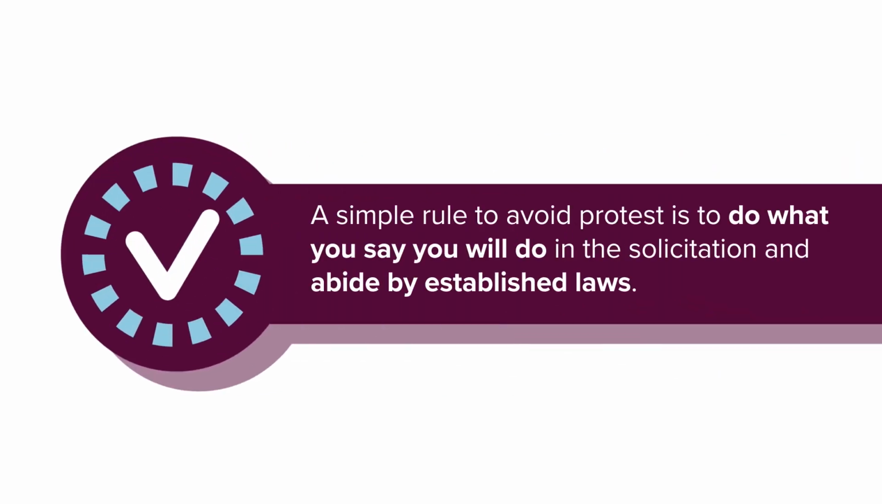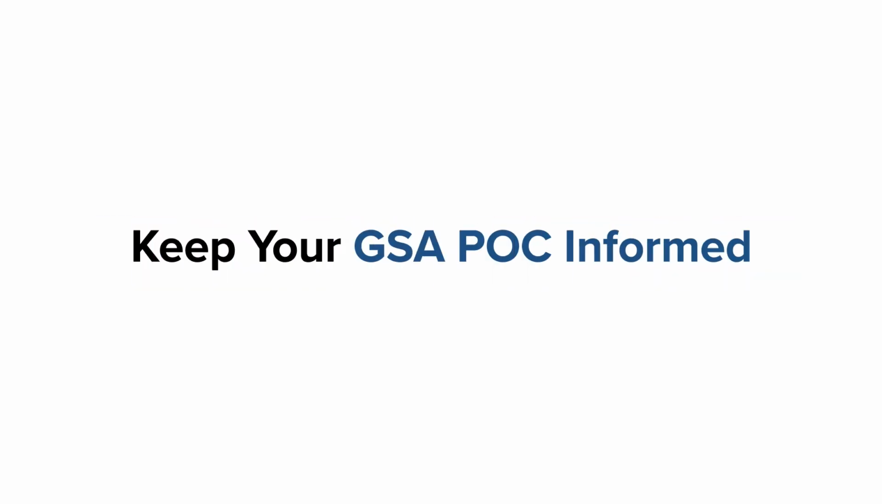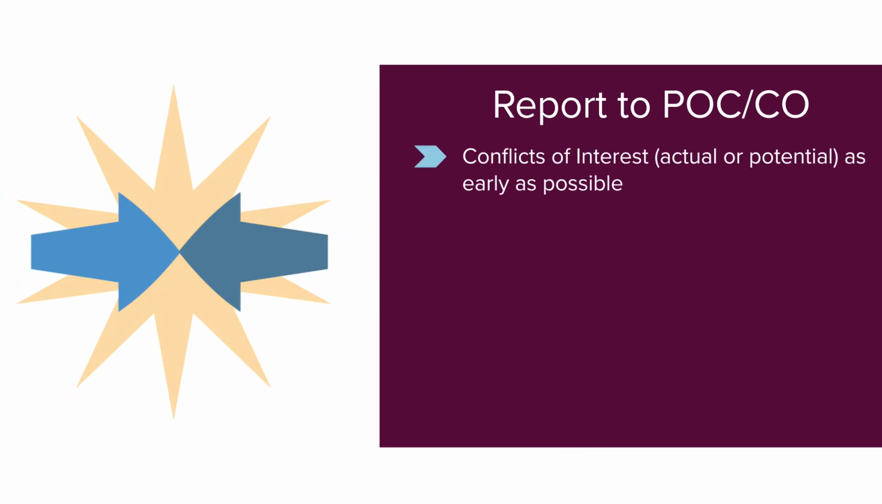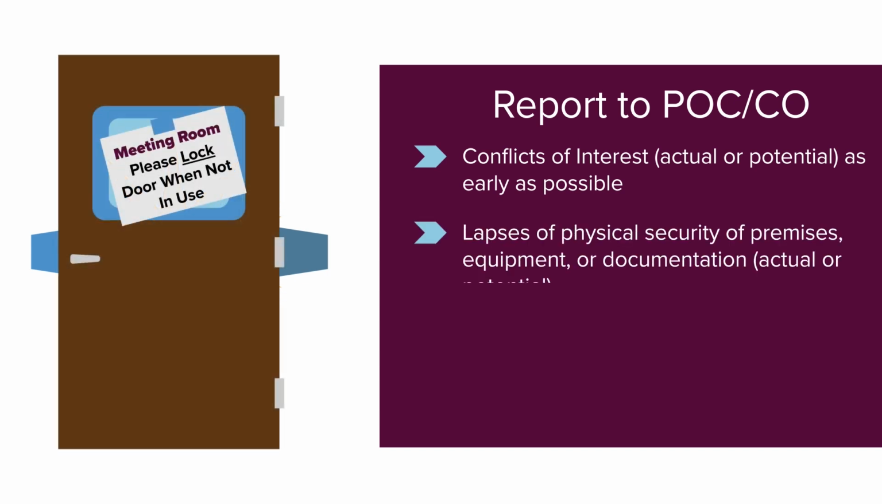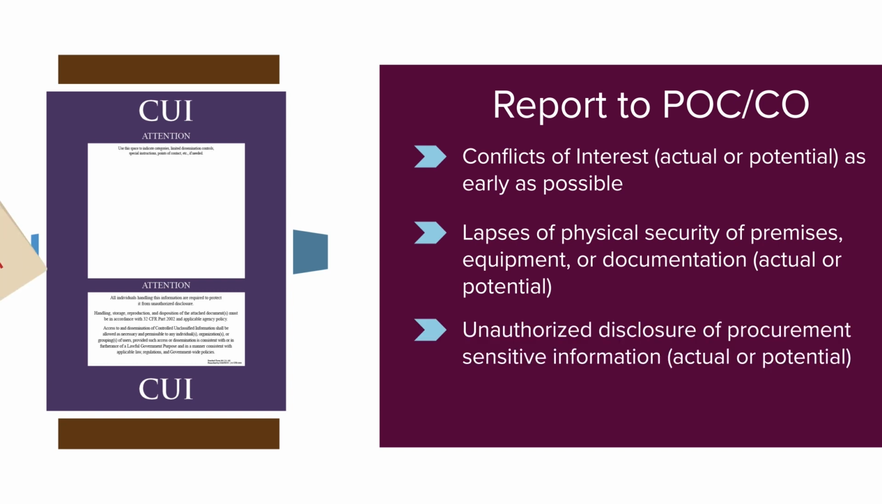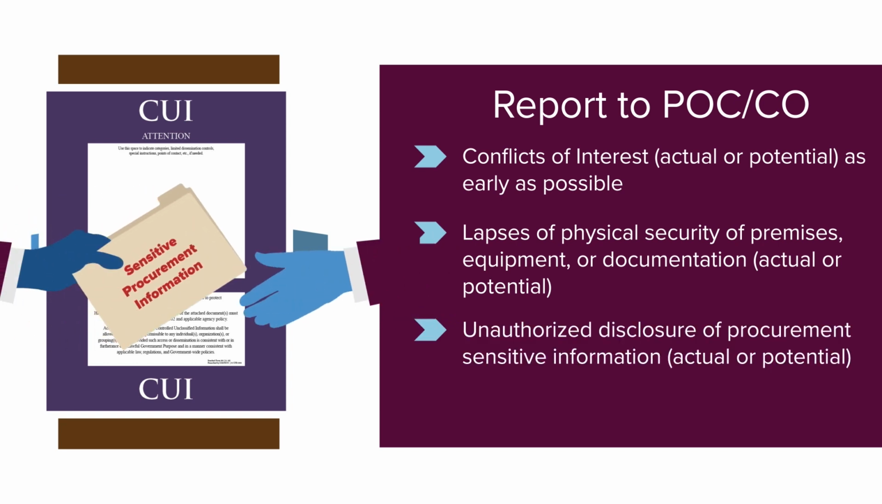In summary, a simple rule to avoid protest is to do what you say you will do in the solicitation and abide by established laws. Keep your GSA POC informed. Always keep your GSA POC and CO informed by reporting conflicts of interest, actual or potential, as early as possible. Lapses of physical security of premises, equipment, or documentation, actual or potential. Unauthorized disclosure of procurement-sensitive information, actual or potential.